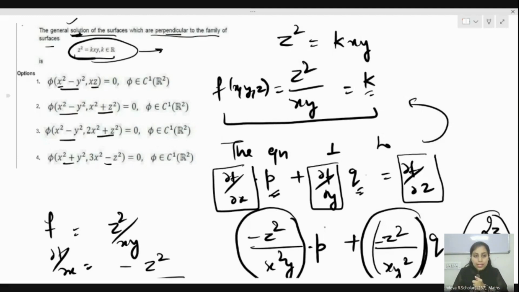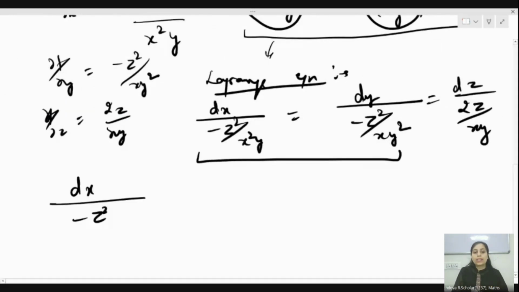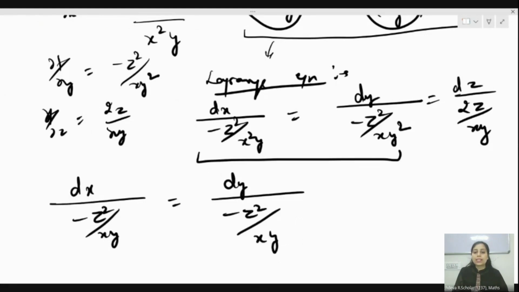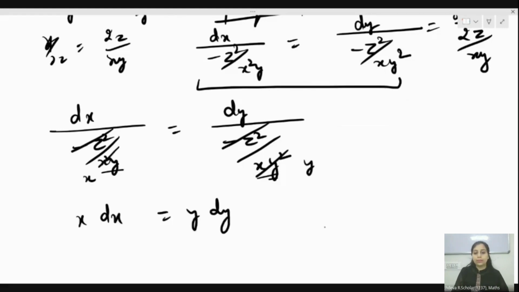From the first, x and y, here also x and y, here also x and y. Solving x and y first. So solving these two first. dx upon minus z square upon xy, and here dy upon minus z square upon x y square. Here x square y. Okay. So here we can see minus z square is cancelled out by minus z square. One xy is cancelled from one xy. Here we remain with x and here we remain with y. Now x dx is equal to y dy.